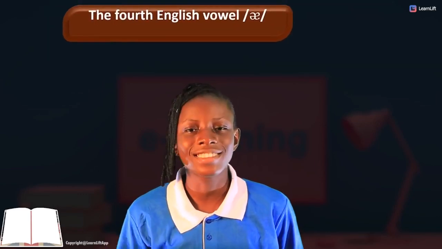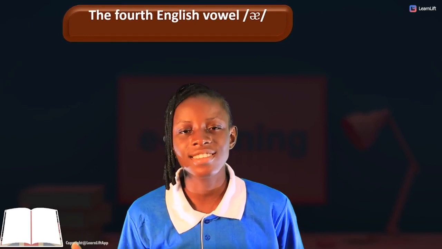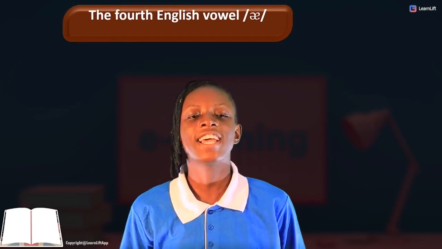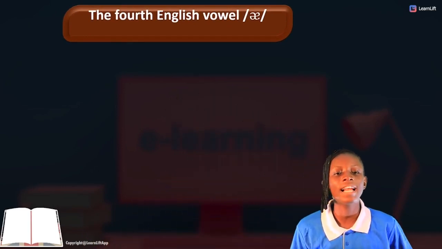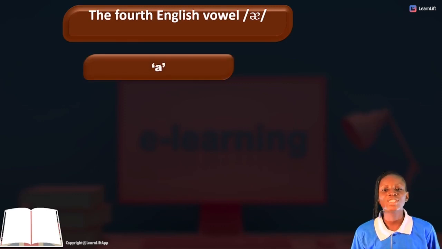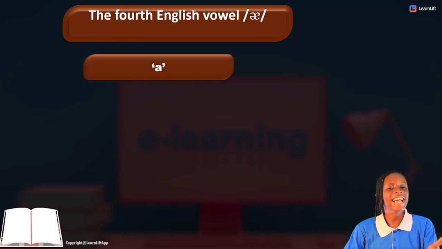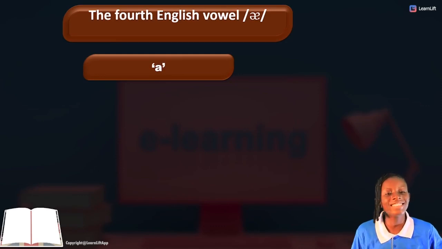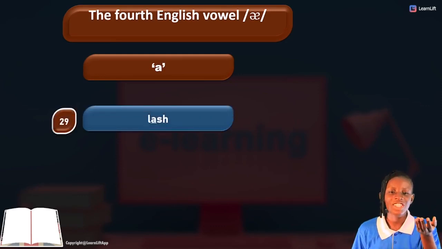Still on the fourth English vowel, the short A sound, and we're still treating A as a spelling form. Here are more examples of words that have the letter A and the short A sound. Our next example is lash.